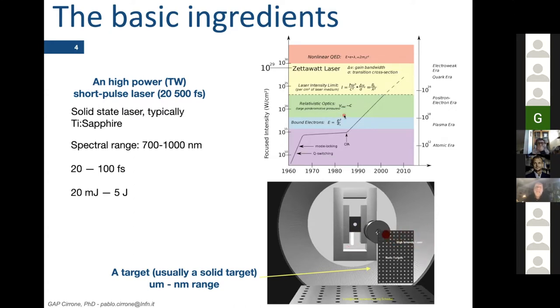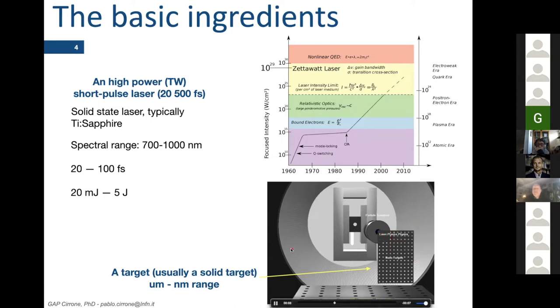And today, we are around intensities of 10 to the 22, 10 to the 23 watt per centimeter squared, that allow a lot of new and exciting physics. But when you want to accelerate particles such as protons or ions, you need not only the laser, but some target. Usually it is a solid target, a thin solid target in the range between some microns to some nanometers.